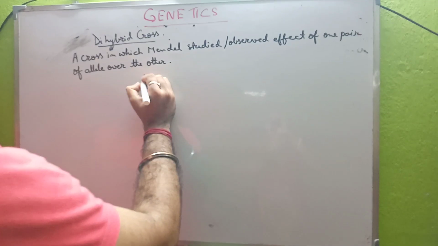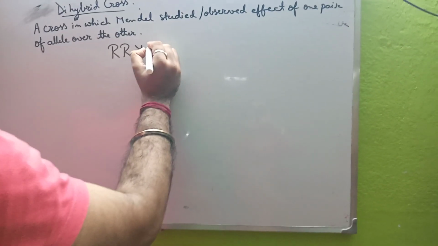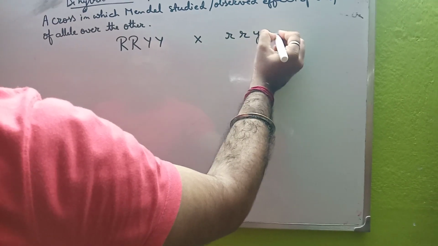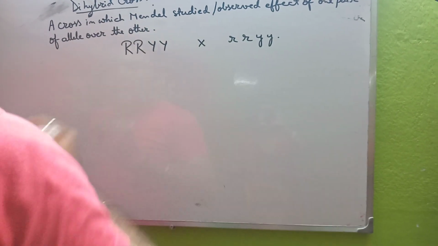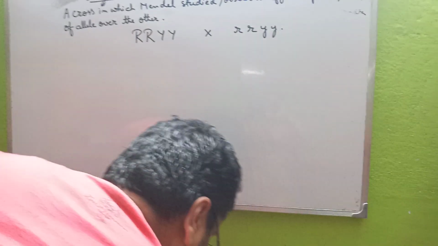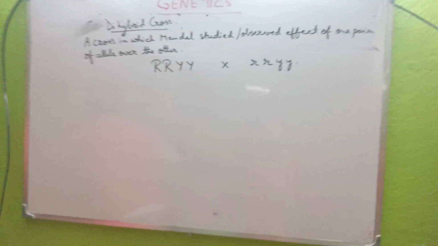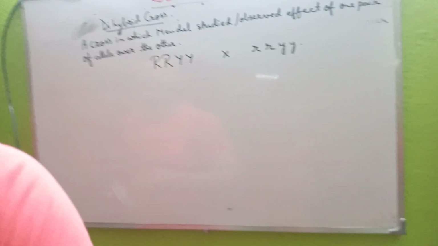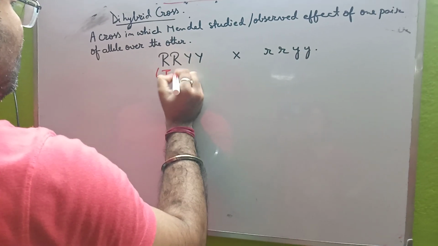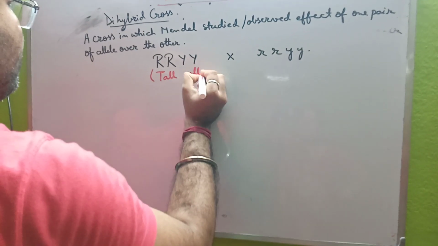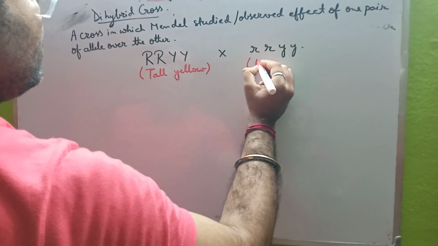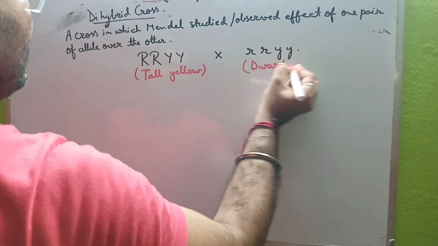Let us take an example: capital R, capital R, capital Y, capital Y, and small r, small r, small y, small y. Capital R and capital R represents tall, and this one represents yellow. This one represents dwarf and white.